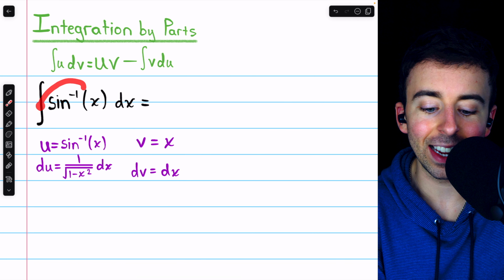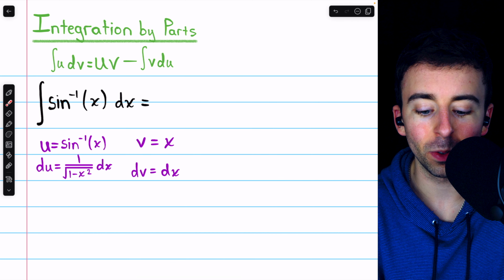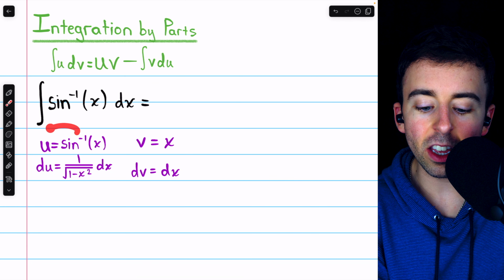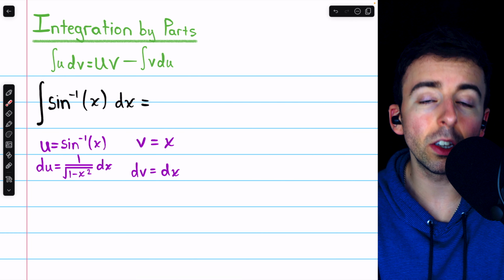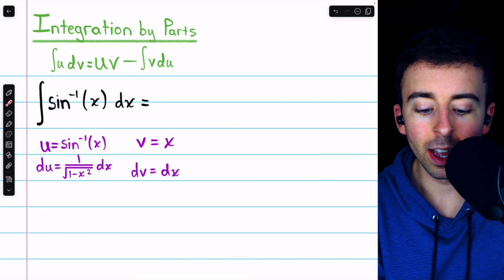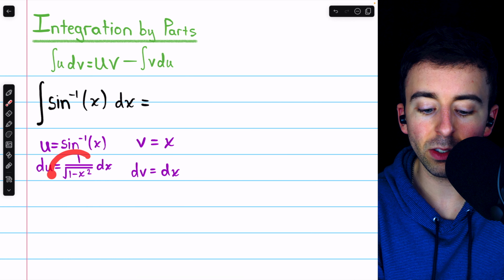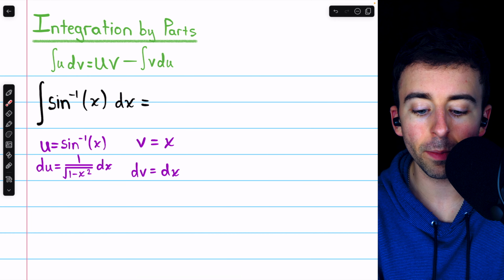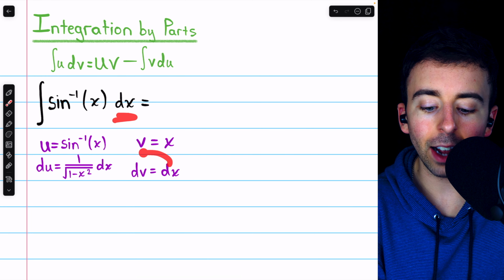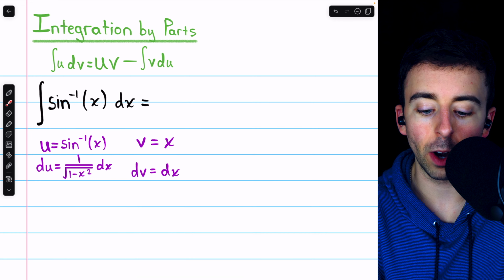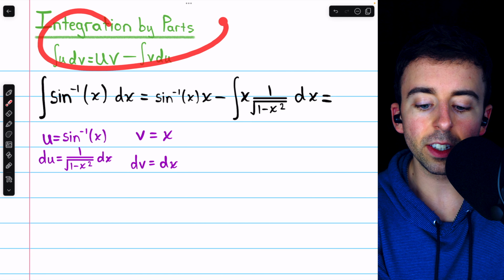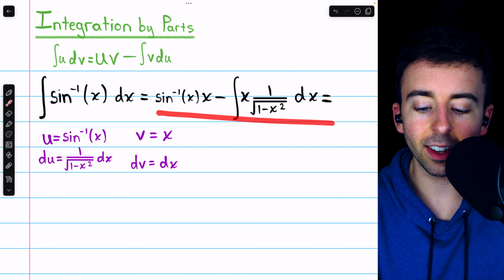We don't know how to integrate arcsin, that's the whole issue, so dv definitely can't be arcsin. So we'll have to let u be arcsin of x, and we do know how to differentiate that. The derivative of arcsin of x is 1 over the square root of 1 minus x squared, and that just leaves dx to be dv. We integrate both sides to get that v is equal to x. Then, applying the integration by parts formula gets us here.